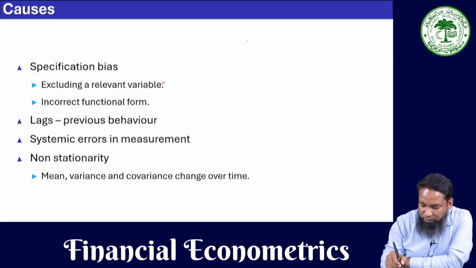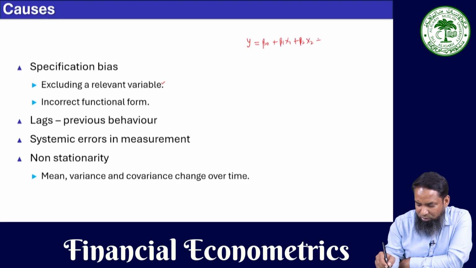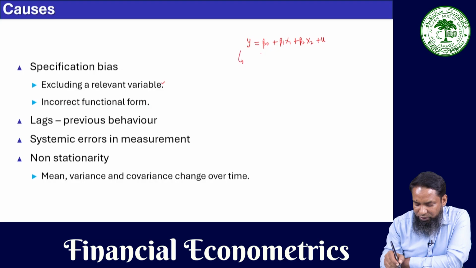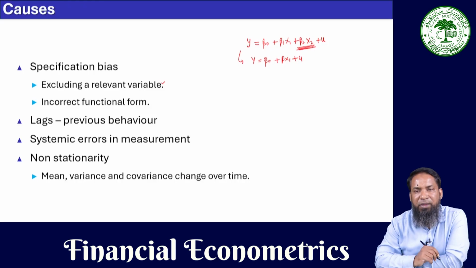Let us say the true regression equation is y equals beta 0 plus beta 1 x1 plus beta 2 x2 plus u. This is the correct actual form of the regression equation. However, while estimating, we did not use this; rather, we used y equals beta 0 plus beta 1 x1 plus u. Basically, we have missed out a significant variable which should be part of the equation.